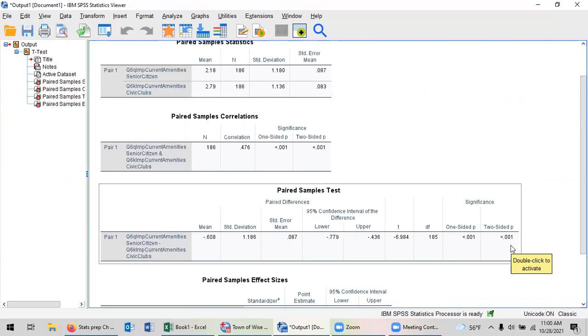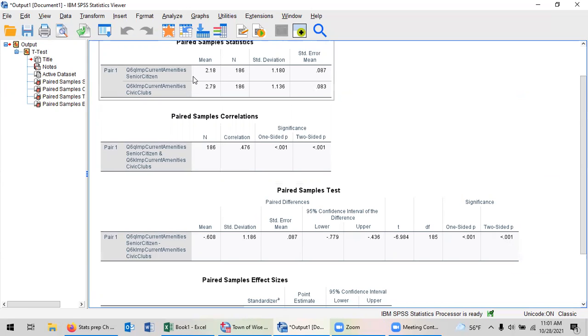And so what this is telling you is we're going to make it two-sided. We don't know whether people think senior citizen activities or civic clubs are more important. We've just made a generic two-tailed test. But what we see is our p-value is less than 0.001, which means it's really small, which means that we do have a significant finding. There is a significant difference between how people rate senior citizen activities versus civic clubs. And we can look at these means and we know that civic clubs are rated as more important than senior citizen activities.